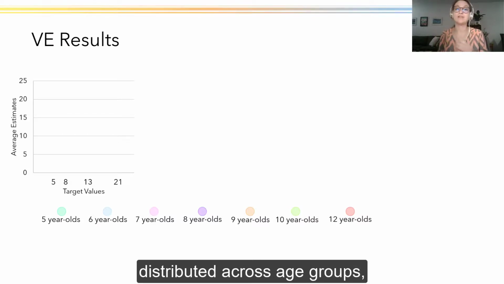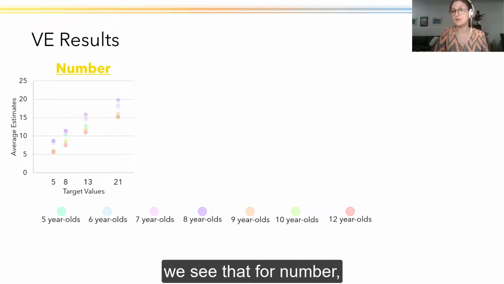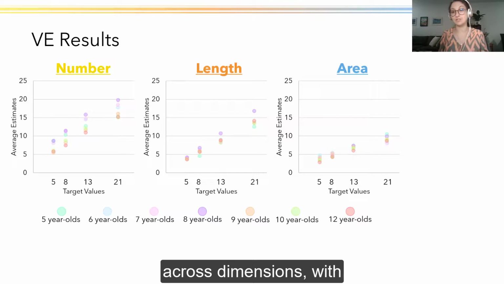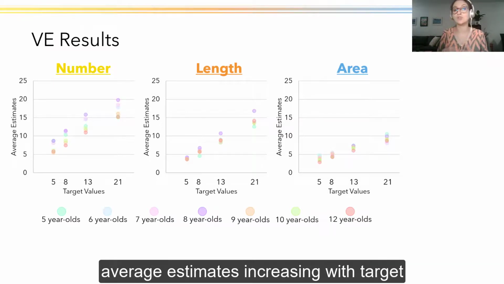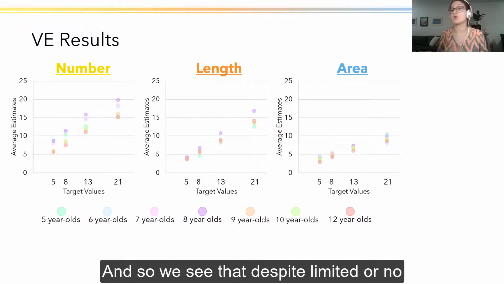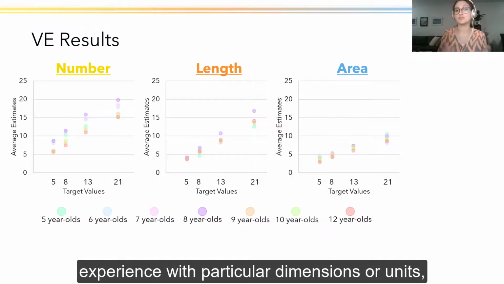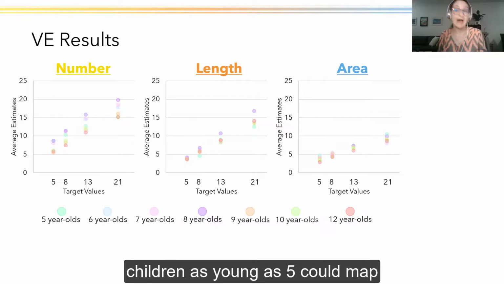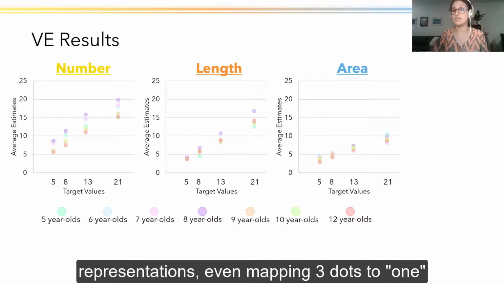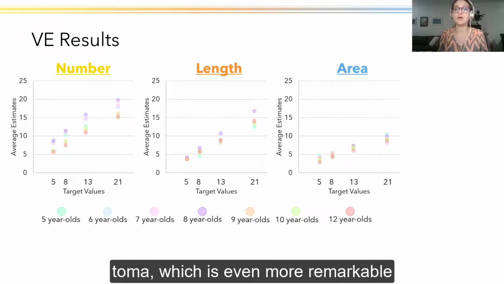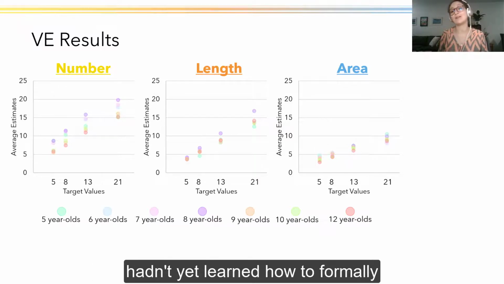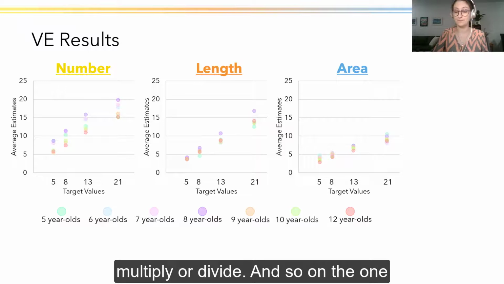And when we look at the data, once again plotting the average estimates across target values, but this time distributed across age groups, we see that for number, length, and area, children showed positive slopes across dimensions, with average estimates increasing with target values in each age group. And so we see that despite limited or no experience with particular dimensions or units, children as young as 5 could map number words to their perceptual representations, even mapping 3 dots to 1 toma, which is even more remarkable considering that our youngest participants hadn't yet learned how to formally multiply or divide.